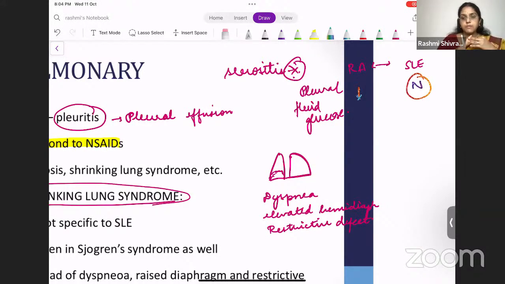So in that case, when you have to differentiate between rheumatoid arthritis lesions or SLE lesions, then what you should do? You should do a pleural fluid glucose. It will be low in rheumatoid arthritis, whereas in SLE it will be normal. Okay, this point you need to remember.